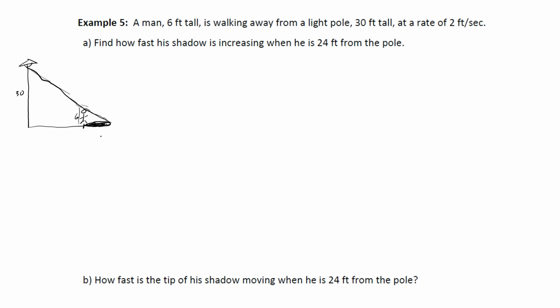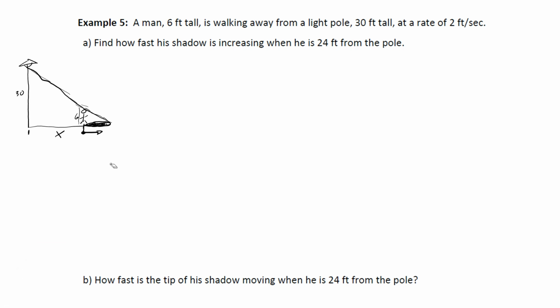It says he's walking away from the light pole at a rate of 2 feet per second. So he's going this way at 2 feet per second. So the question is, what is actually happening here? This distance from here to where the man is at is approximately x. We don't know what it is. We know at one point he's 24 feet from the pole, but we don't know what is going on here because it's changing. This x value is changing.